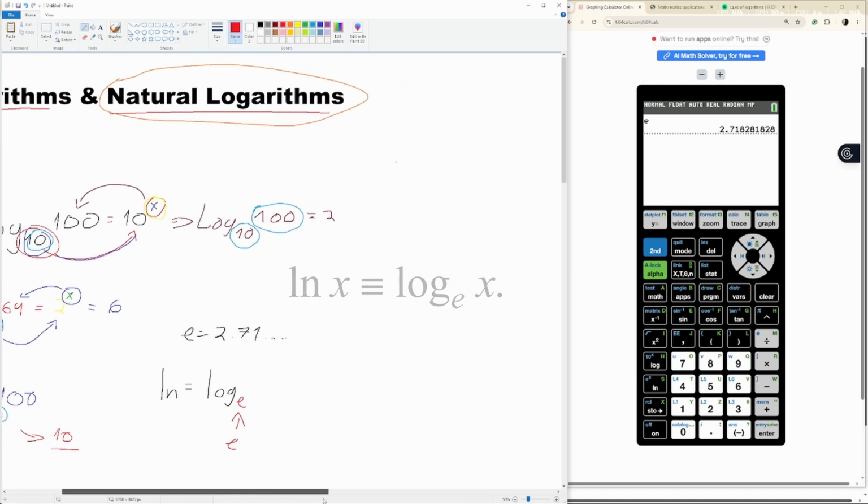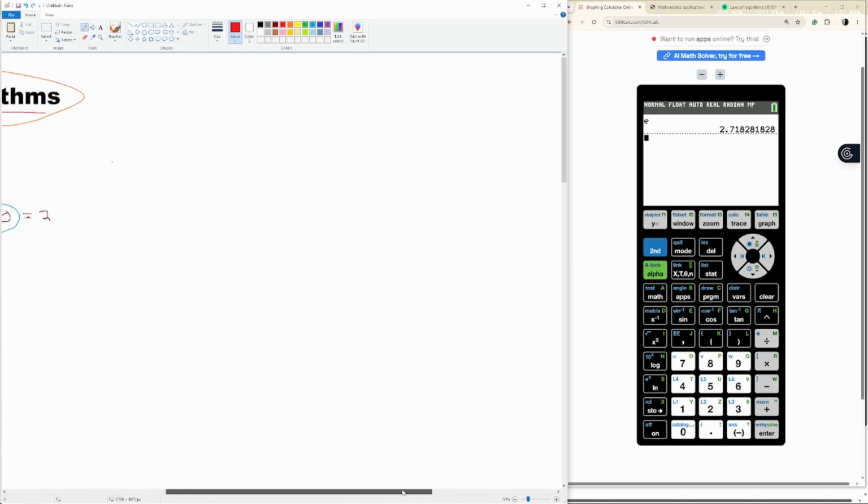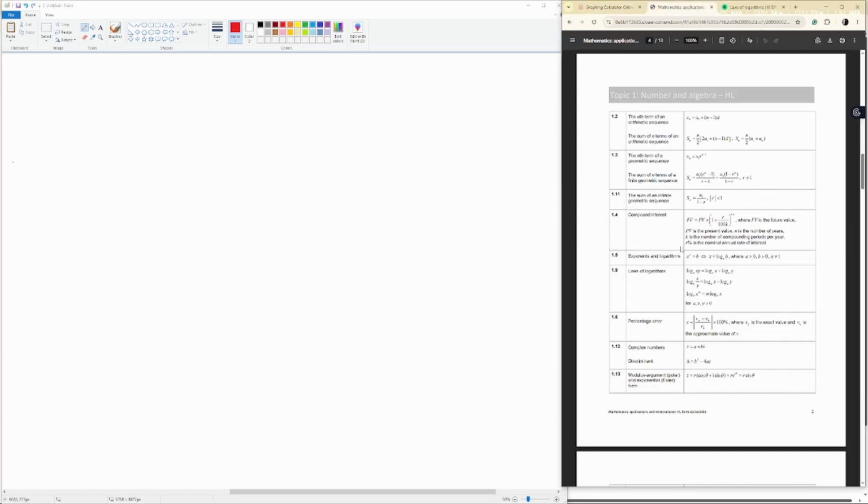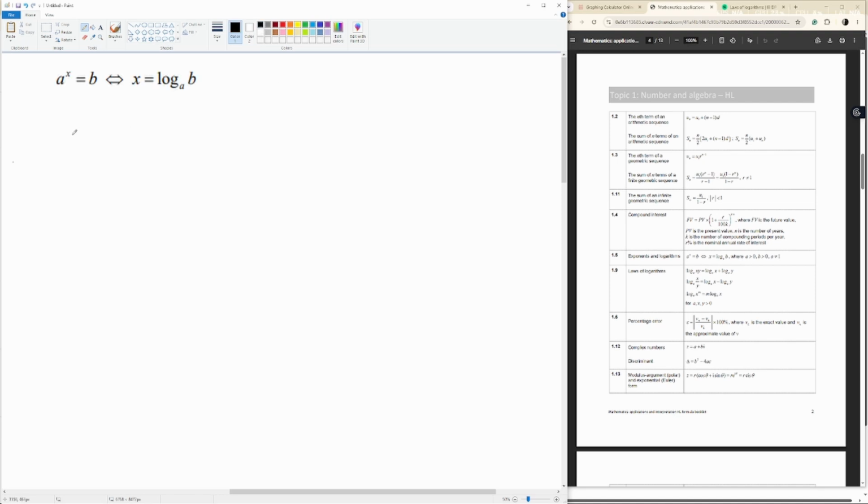So now let's also cover some formulas that you have to know. The 3 most basic formulas that you have to know are also provided in your formula booklet. And the first formula is the most necessary because it's very evident in some exercises in paper 2, where you have to notice the pattern. So you have to understand that if a to the power of x is b, then you can also rewrite this as x is equal to log a of b.